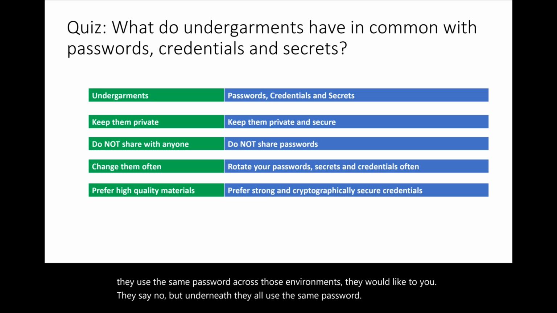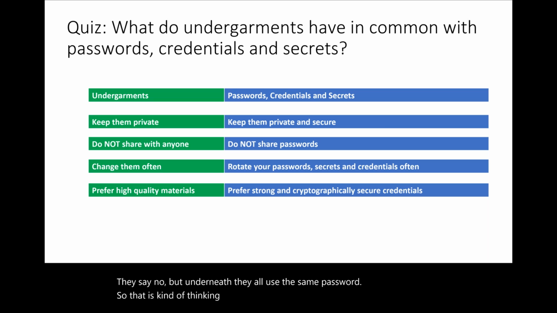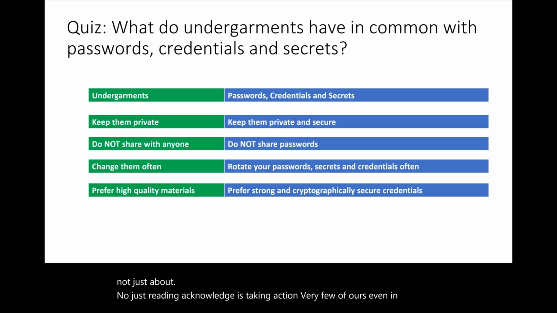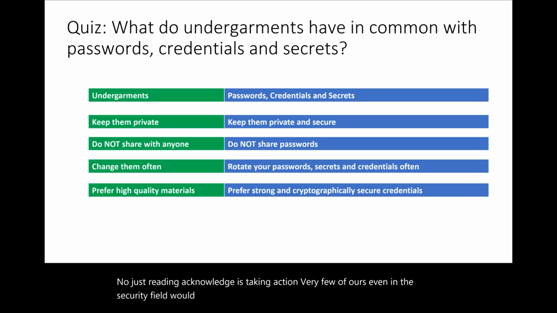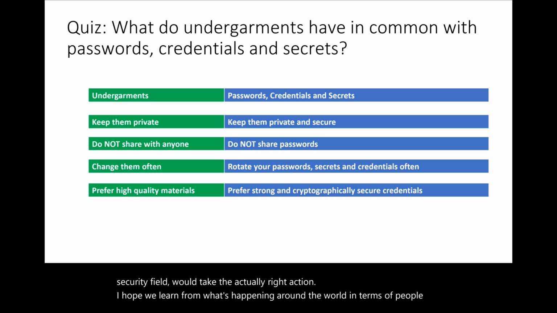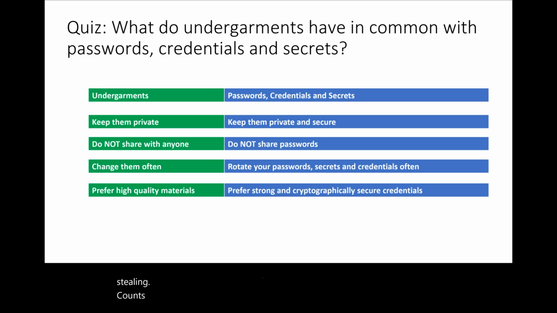So that is kind of thinking like it's humans, right? We need to think about this. It's not just about reading and acknowledging, it's taking action, right? Very few of us, even in the security field, would actually take the right action. So I hope we learn from what's happening around the world in terms of people stealing accounts, stealing money, getting access to our data. But we do take this seriously.